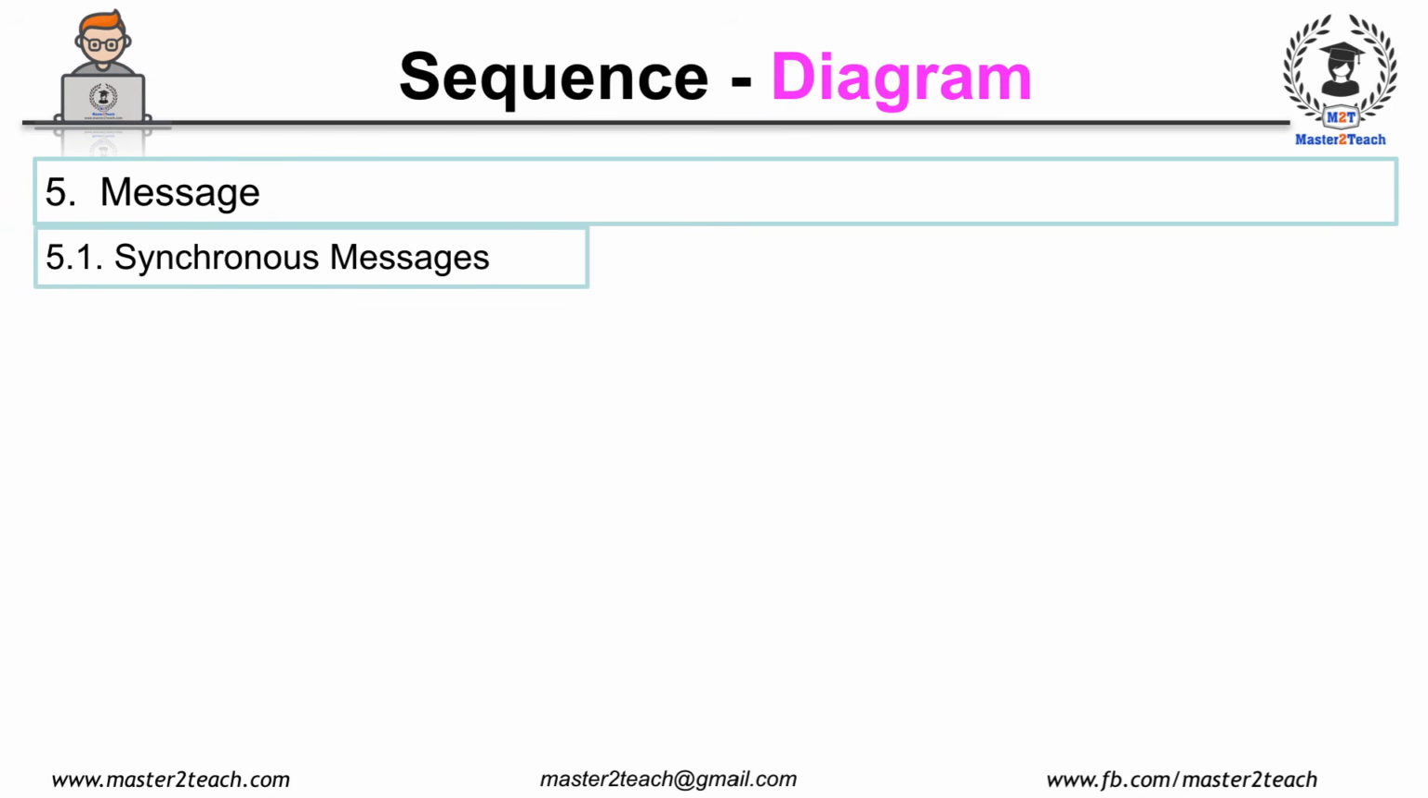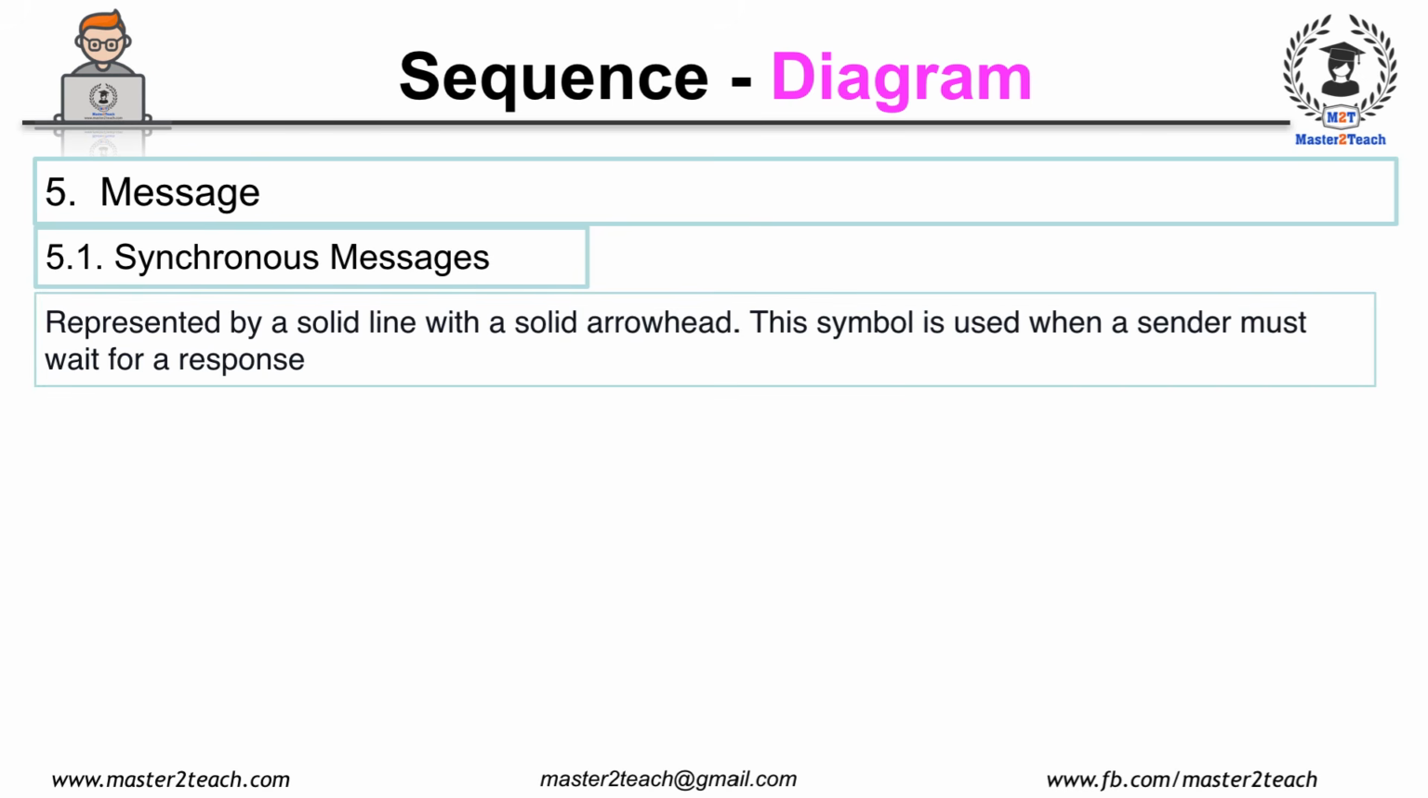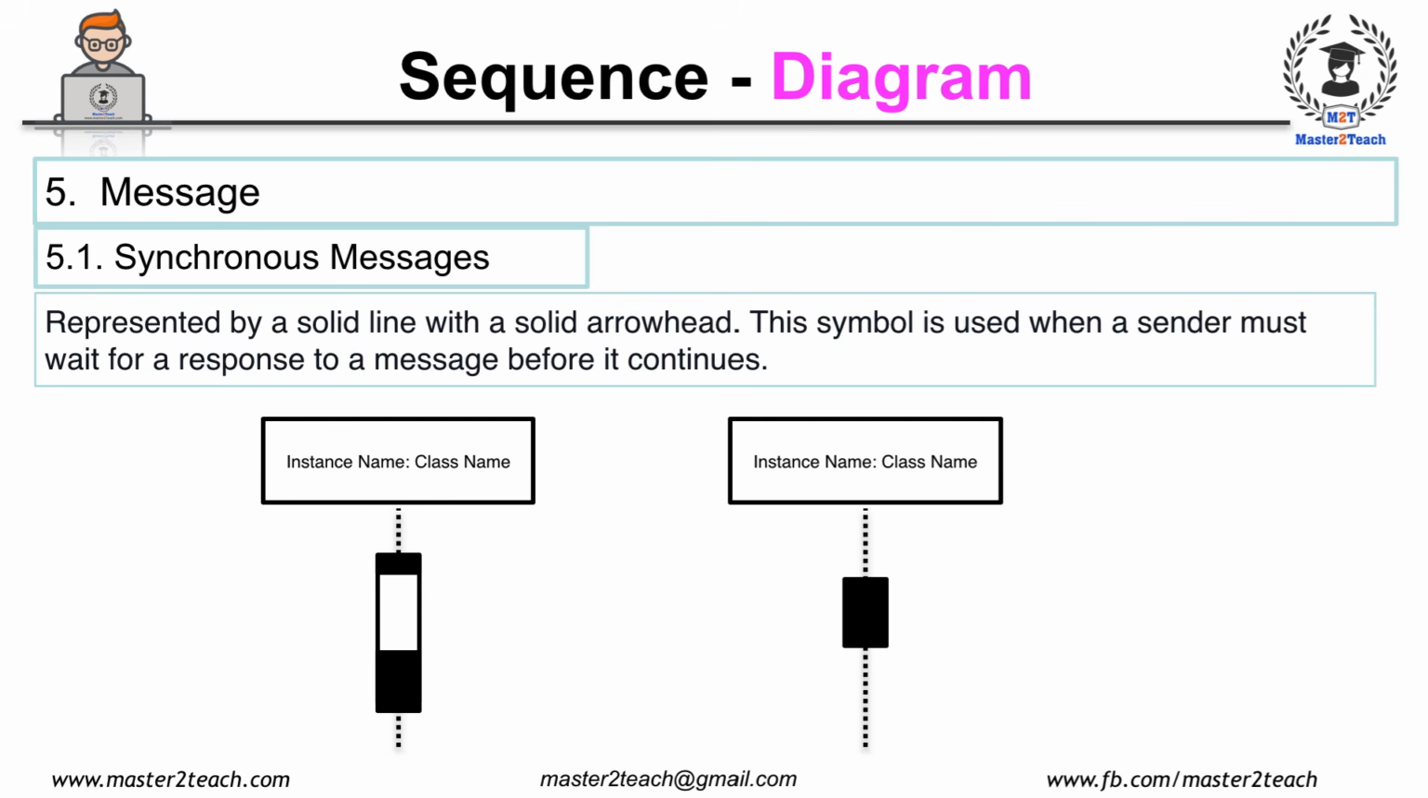Synchronous messages. Synchronous messages are represented by a solid line with a solid arrowhead. This symbol is used when a sender must wait for a response to a message before it continues. The sender waits until the receiver has completed the processing of the message. The caller continues only when it knows that the receiver has processed the previous message. That is, it receives a reply message. The diagram should show both the call and the reply of the messages.